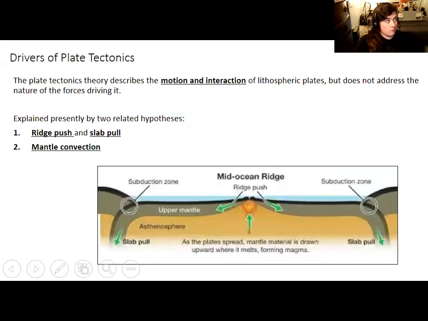So plate tectonics, we now believe, is driven by two mechanisms that are interlocked and related, and one is the hypothesis of ridge push and slab pull, and the other is the hypothesis of mantle convection. And there is still a lot that we don't understand about the interplay between these two mechanisms because so much of it occurs in the mantle or even relates to processes that we believe are driven by what's happening in Earth's core, and we cannot directly observe what's going on there.